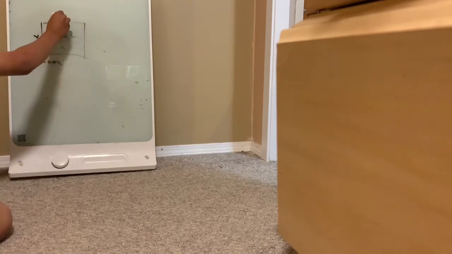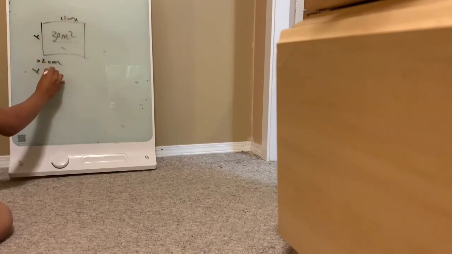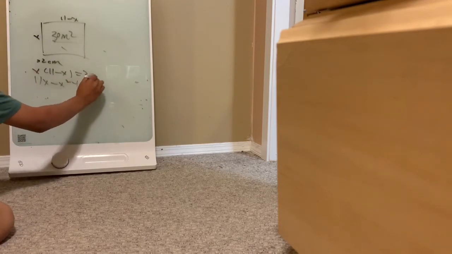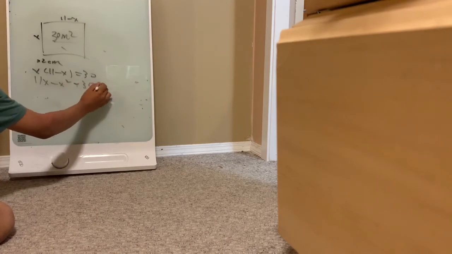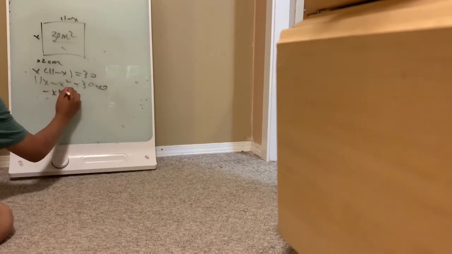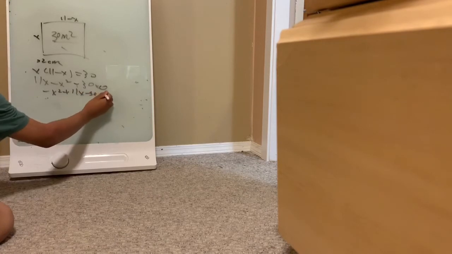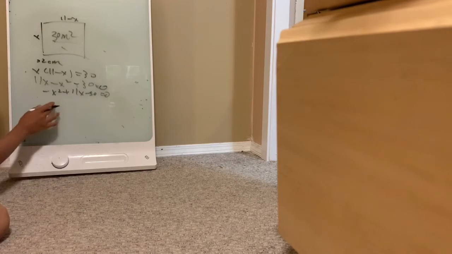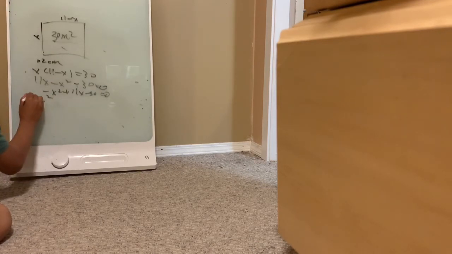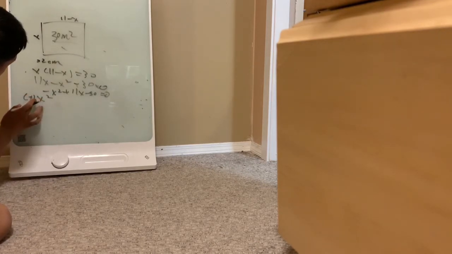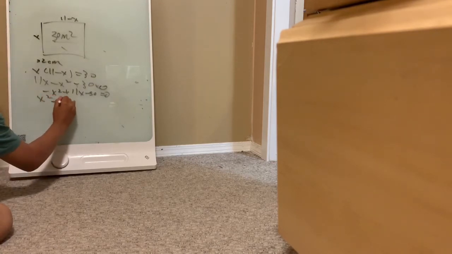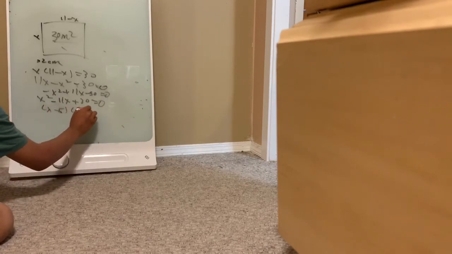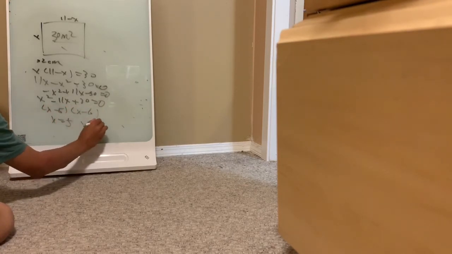To do this, we set this as x and this as 11 minus x. So this is equal to 30. So 11x minus x squared minus 30 is equal to 0. Using any way we are able to, we multiply -1 on both sides to make it easier. So it's x minus 5 and x minus 6, where x is equal to 5 and x is equal to 6.